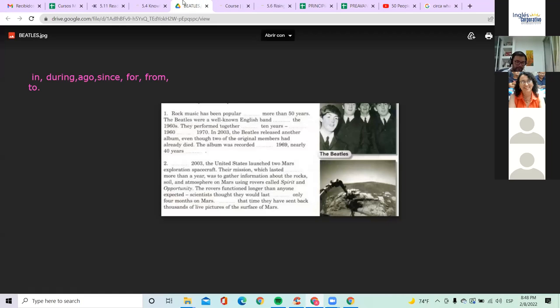Pero para su conocimiento, que es lo más importante, sepan que gramaticalmente lo correcto y según las reglas que acabamos de ver, la respuesta correcta tiene que ser for. So rock music has been popular for more than 15 years.